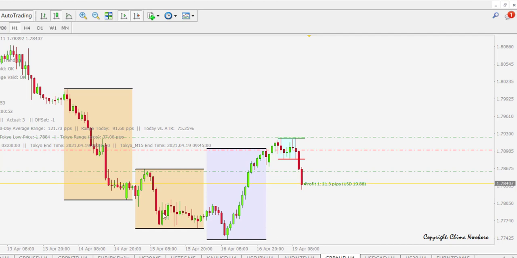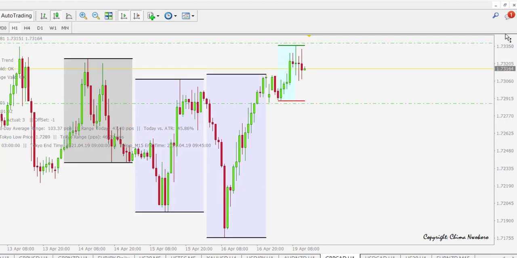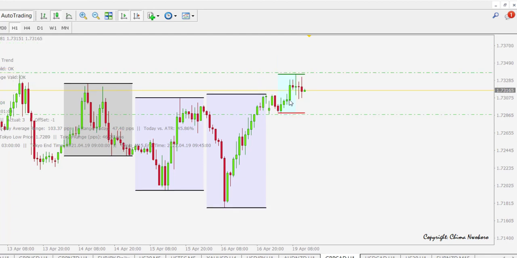We have one more opportunity that we are looking at today, and that's GBP CAD. GBP CAD, it's not been triggered yet, so when that triggers we will also follow through on that.